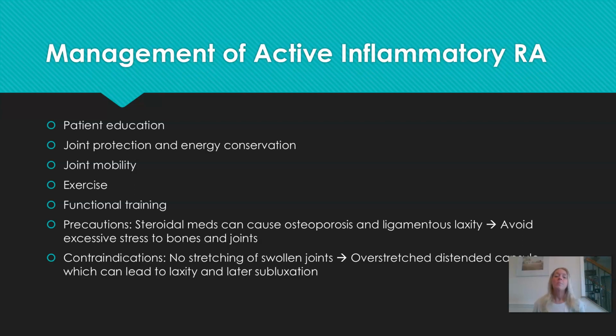Some contraindications to exercise with RA is that we never want to stretch a swollen joint. So remember, not stretching. We can do range of motion with that swollen joint, but we don't want to stretch it because we can very easily overstretch the joint, which can lead to some hypermobility down the road. Again, that can distend the capsule, can lead to laxity and possible subluxation later. So you can perform range of motion within their available range, but don't stretch during an active flare-up.